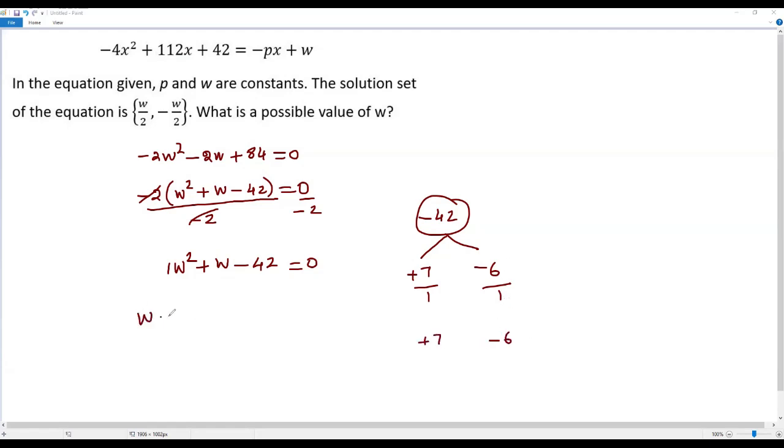Now to get the two values of w, what I have to do is change the sign of each of these two factors. Okay, now to get the first value of w, I have to change this positive sign, then I'm getting negative 7. To get the second value of w, I have to change this negative sign, then I'm getting positive 6. So the possible value of w is negative 7 or positive 6.